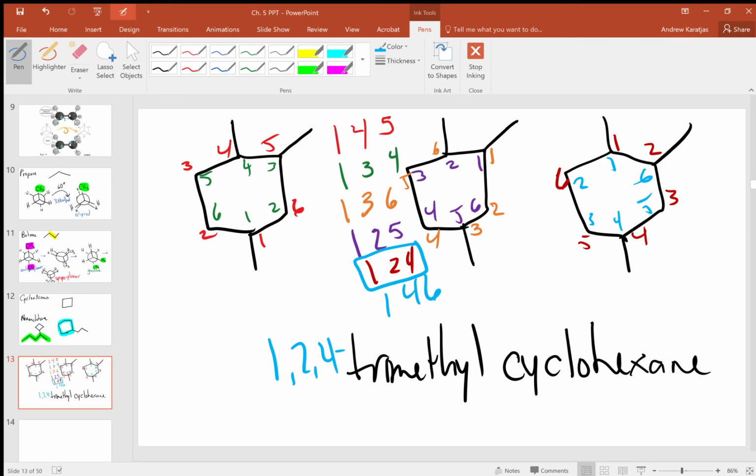Lowest first number. It's one of two that I'll highlight in green here that has the lowest second number. And then we choose based on the lowest third number. So that's really the only thing that's at all different about cycloalkane nomenclature. Again, it's just a matter of picking where to start numbering and going in the right direction.